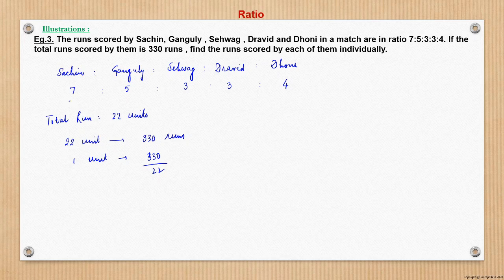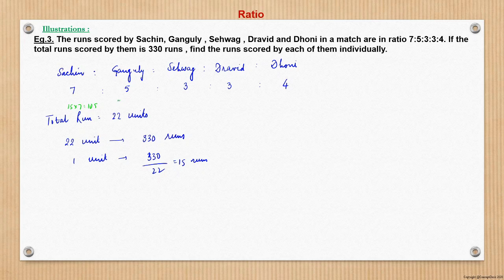So Sachin will score 15 times 7, 105. This is 75, this is 45, 45, and 60 runs. So 1 unit is 15 runs, right? So what? Sachin is 7 units. So here I can write this. 7 units is how much? 15 into 7, which is 105.